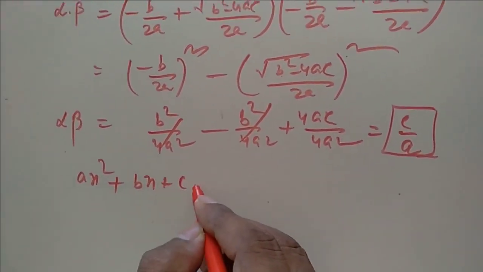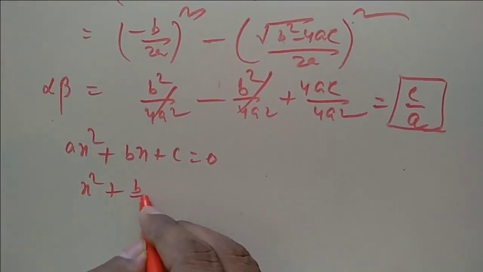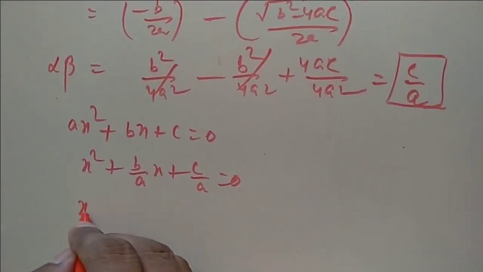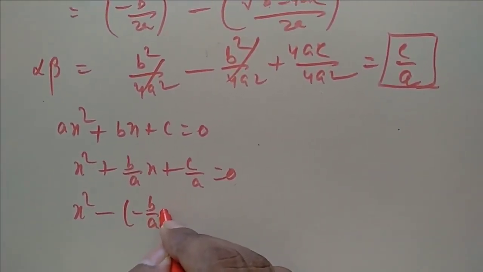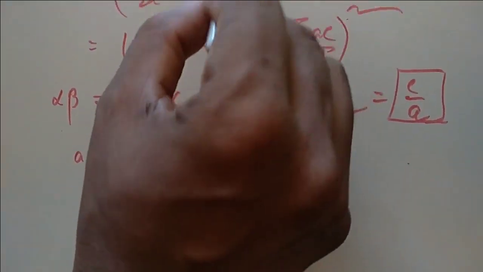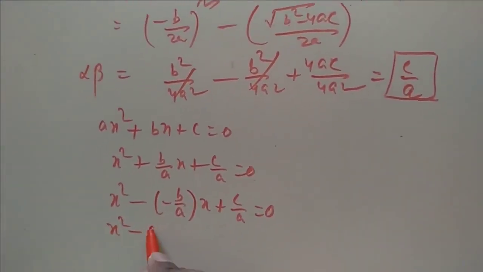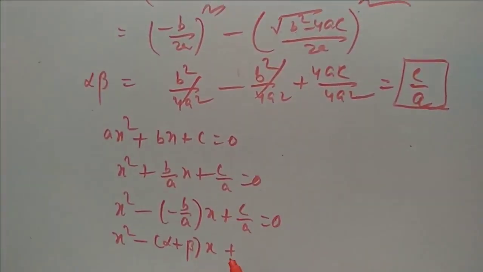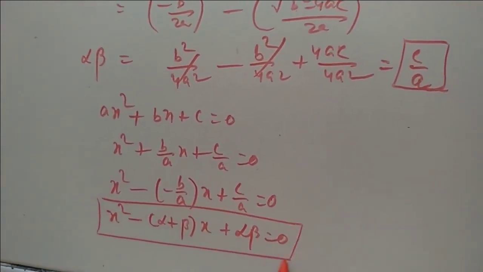What was initially when you have ax square plus bx plus c is 0, divided by a. So this gives you the form of x square plus b by a x plus c by a. So if you just try to make these two terms b by a and c by a meaningful, you can write it as x square minus, and then minus b by a x plus c by a, and minus b by a is alpha plus beta, sum of the roots, and c by a is the product of roots. So this equation can be written as x square minus sum of roots x plus alpha beta.